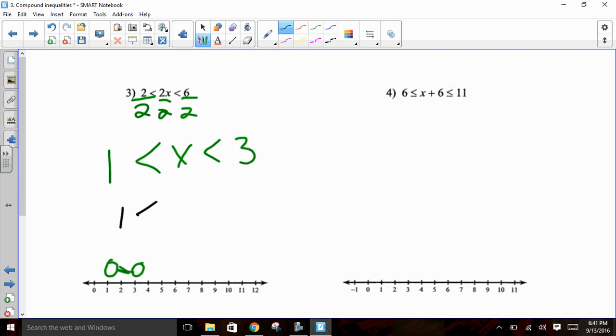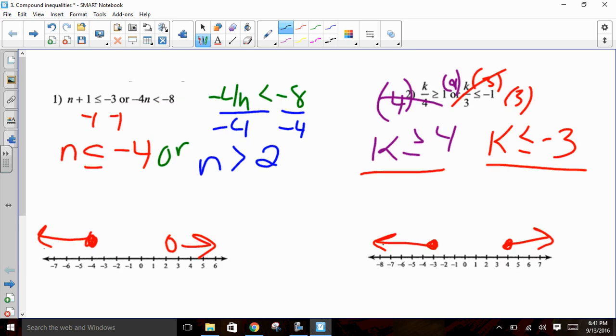I have 1 is less than x. Well, my x is on the right side, so I'd have to rewrite it and get x is greater than 1. If I split this part over here, my x is already there, so it's already telling me it's going to the left. So when I'm dealing with my and signs, I'm going to have my shading go towards each other. When I'm dealing with or, they're going to go away from each other.